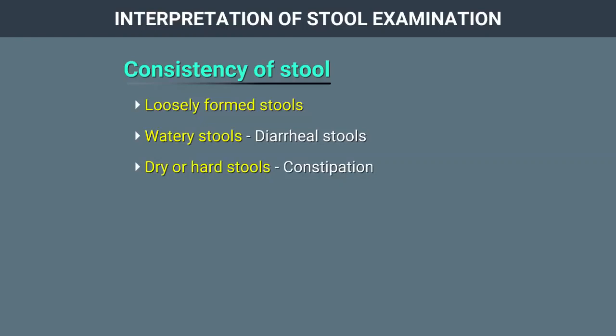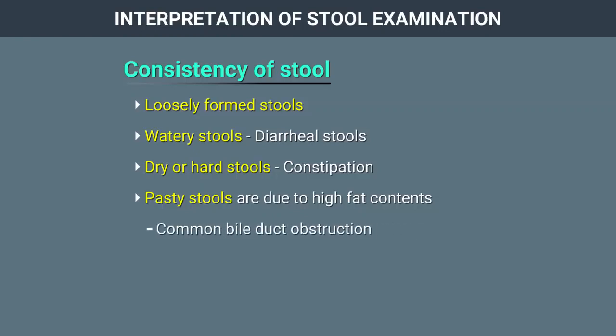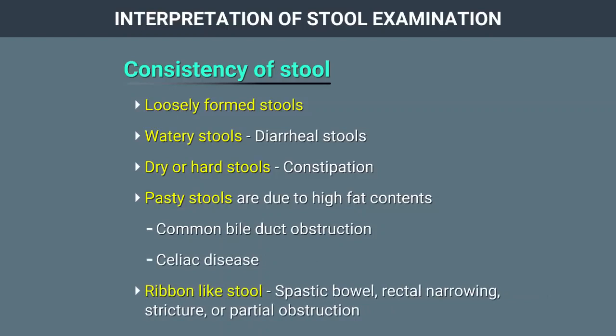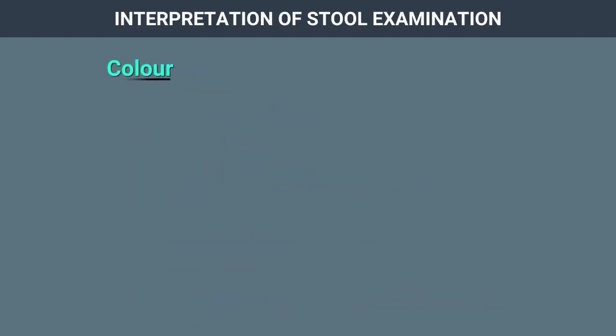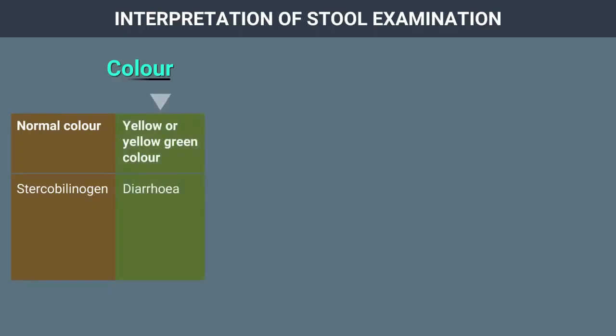as seen in constipation, pasty stools due to high fat contents and seen in common bile duct obstruction or celiac disease. Ribbon-like stool suggests the spastic bowel, rectal narrowing stricture or partial obstruction. Color. Normal color of the stool is due to presence of stercobilinogen. Yellow-green color is seen in diarrhea.